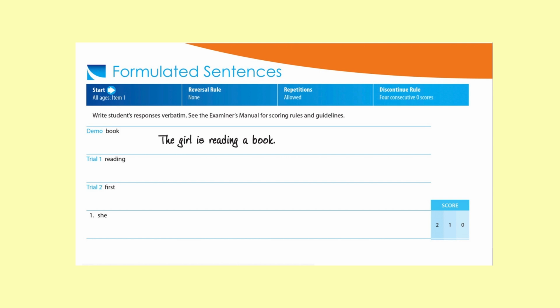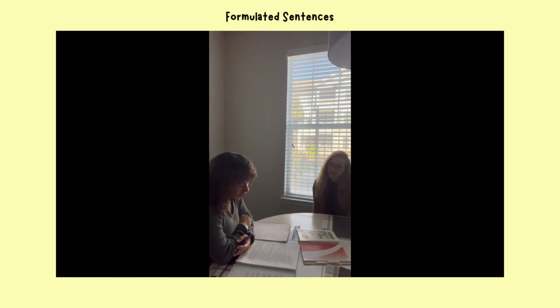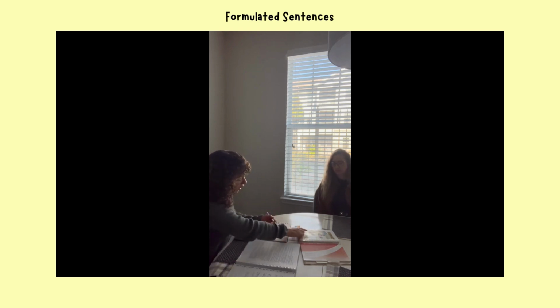So for the first subtest, we have formulated sentences. This is where I'm going to give her a picture to look at and a word, which was reading in this case, and she must create a sentence looking at that. Here is a picture of people in a library. I will use the word book in a sentence to talk about this picture. The girl is reading a book, or I could say a book is on the table.